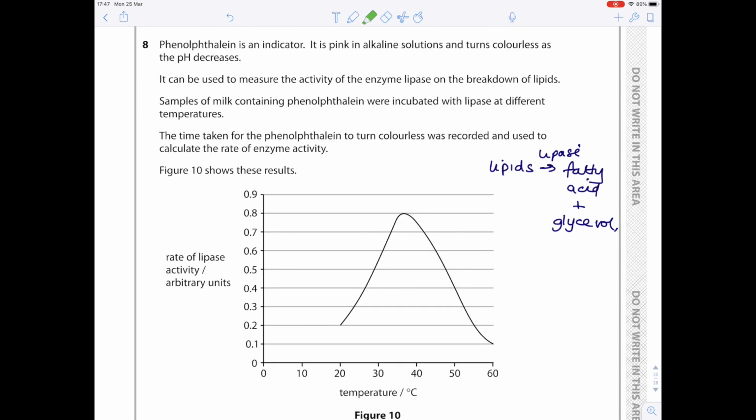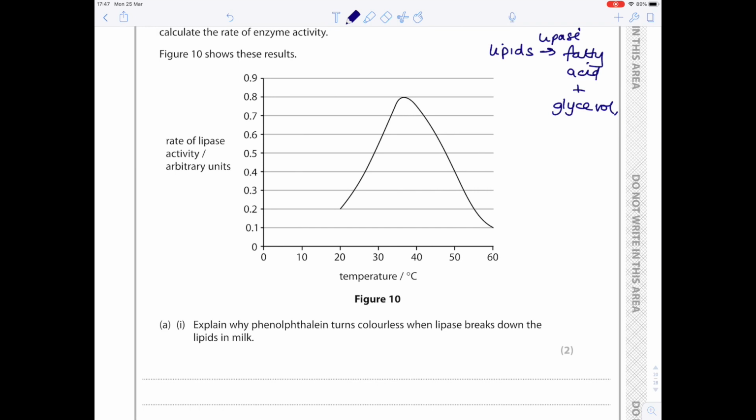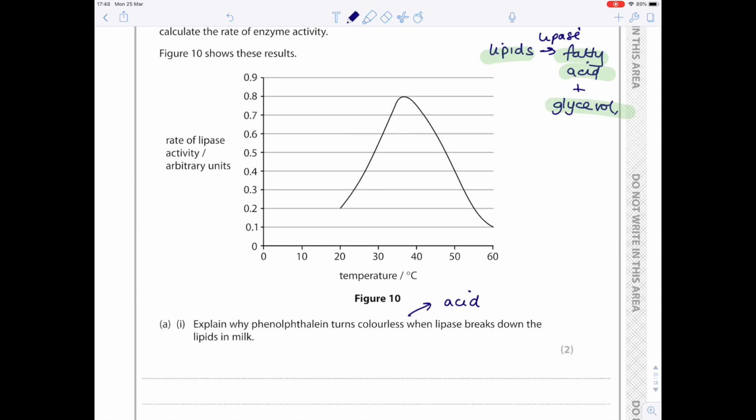This is really key. Phenolphthalein is pink in alkaline and colourless when the pH decreases, and when pH decreases below 7 you've got an acidic solution. So the fact that the question tells us that it's gone colourless means that we have an acid from somewhere. Where could that have come from? Well, if you look up here at my notes, I've said that lipase catalyses the breakdown of lipids into fatty acids and glycerol, and hopefully you can see that word acid. So it's actually the fatty acids with their low pH that cause the phenolphthalein to turn colourless.